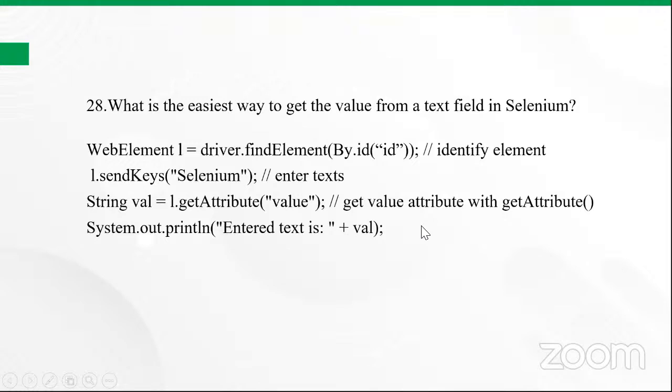So to get the value from a text field, what we need to use is the get attribute function, and the argument that we pass is value. Value is nothing but the attribute name. Is it clear?